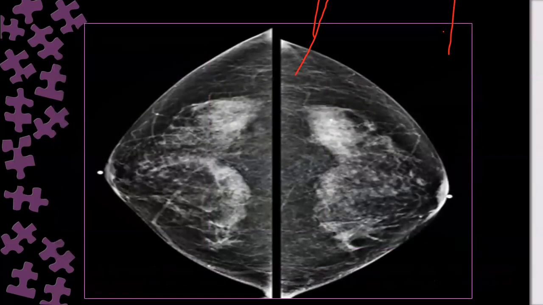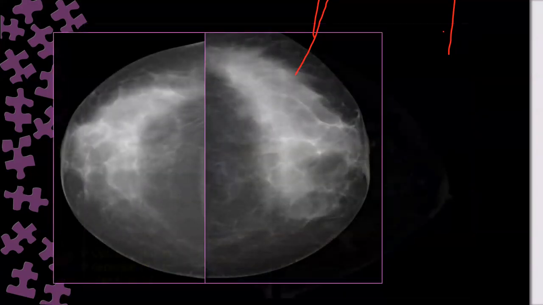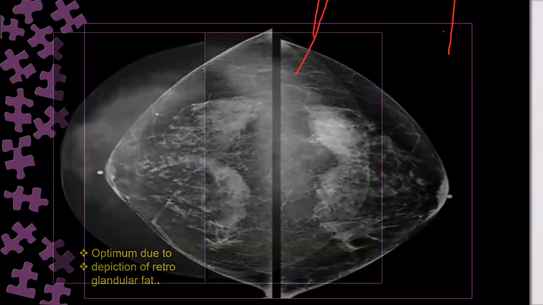What about this one? Beautiful. Adequate. Very adequate. This is optimum. You can see till the end of the breast, the cleavage, the retromammary fat on both sides, medial and lateral, and the nipple in profile and more or less central. So this is optimum, due to depiction of the retromammary fat.